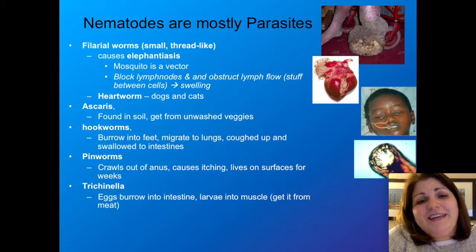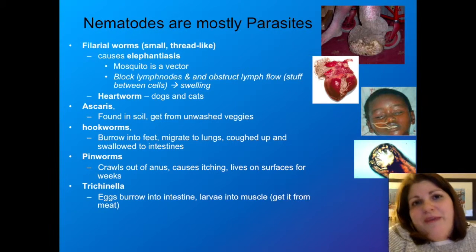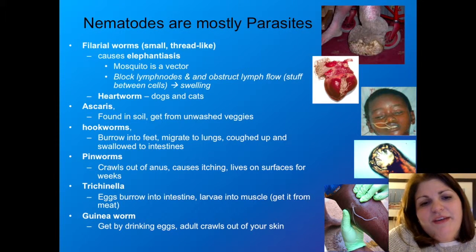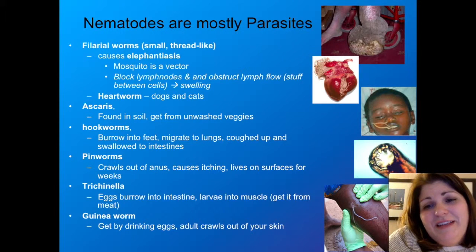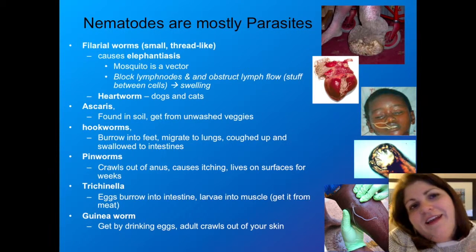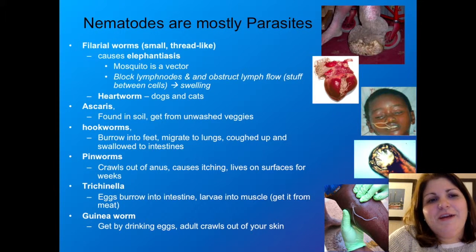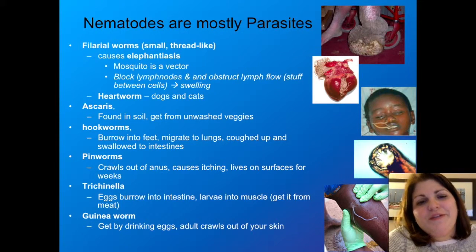Eggs burrow into the intestines, the larva into your muscle, and so therefore you get it from meat, which is one of the many reasons why we cook our meat thoroughly. And guinea worm you can get by drinking the eggs in water. And this was a little gross too. As you can see from the picture, the adult crawls out of your skin, which certainly can't be comfortable. Thankfully, a lot of these are not in our area, but we do want to make sure we're careful in doing things like cooking our meals and being careful in public restrooms.